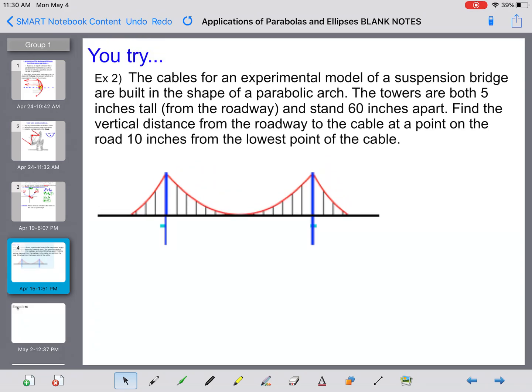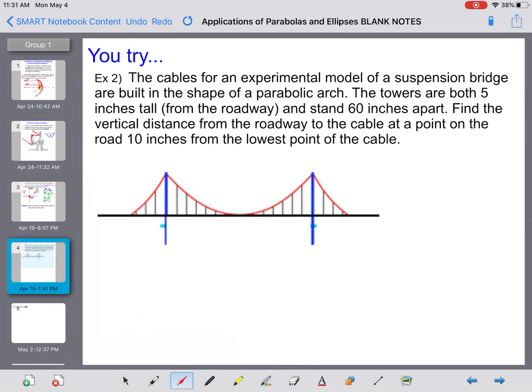So this is another application of parabolas. It says the cables for an experimental model of a suspension bridge are built in the shape of a parabolic arch. So I think looking at this picture, it's pretty obvious to see you've got parabolas here. Think about the Golden Gate Bridge or one of these other suspension bridges out there. This says the towers are both 5 inches tall from the roadway and stand 60 inches apart. Find the vertical distance from the roadway to the cable at a point on the road 10 inches from the lowest point of the cable.